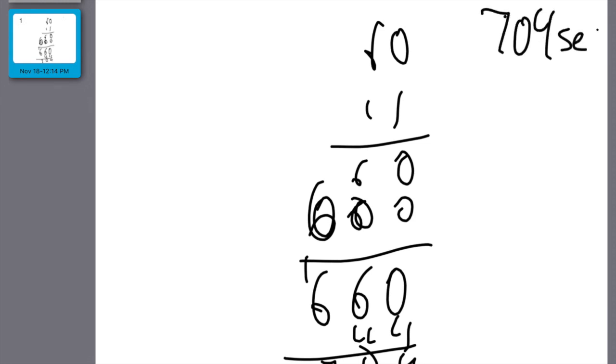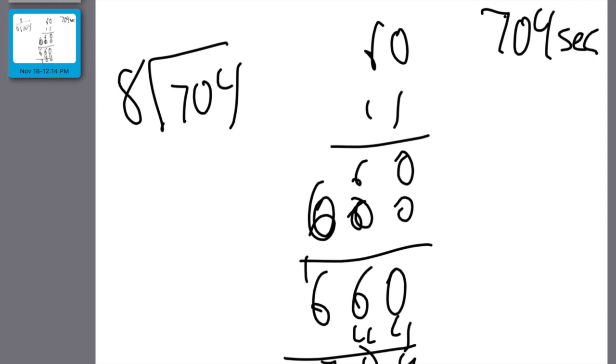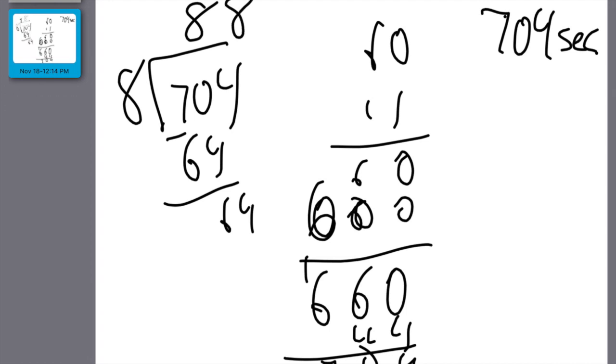B says, what's the average? So now I take my answer of 704 and I divide it by the 8 laps. 8 times 8 is 64, subtract, another 64. So he's averaging 88 seconds per lap. That's on a normal track, and he's in high school. That's not bad. It's not that good.